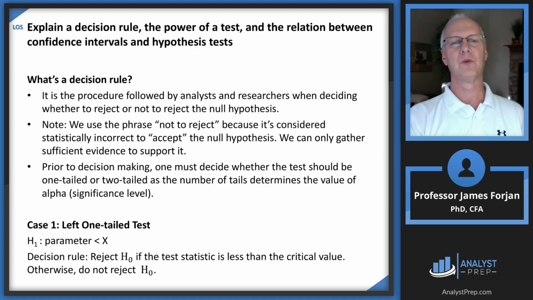Now, what is the decision rule? It's the procedure followed by analysts and researchers when deciding whether or not to reject or accept the null hypothesis. We use the phrase not to reject because it's considered statistically incorrect to accept the null hypothesis. But lots of people use reject and accept as opposites. But statistically, econometricians will say you either reject or you do not reject.